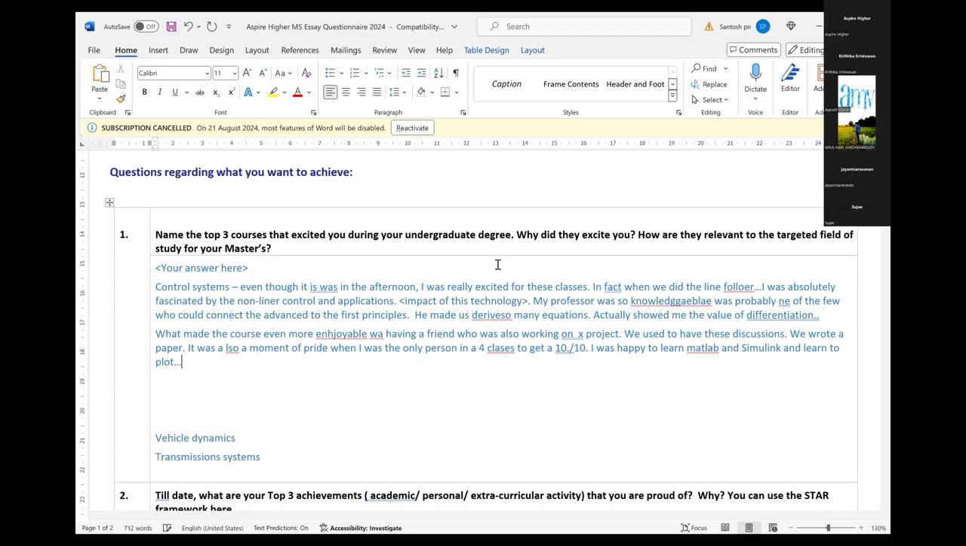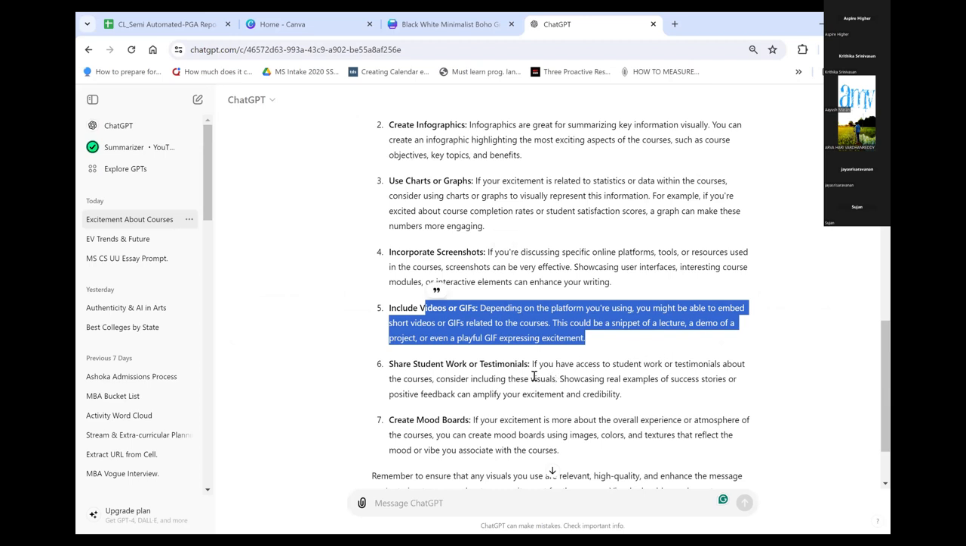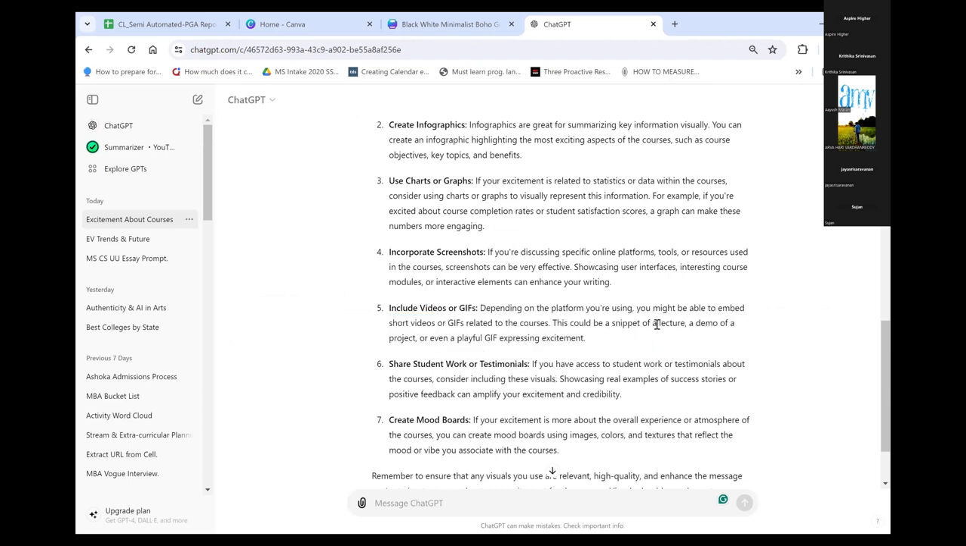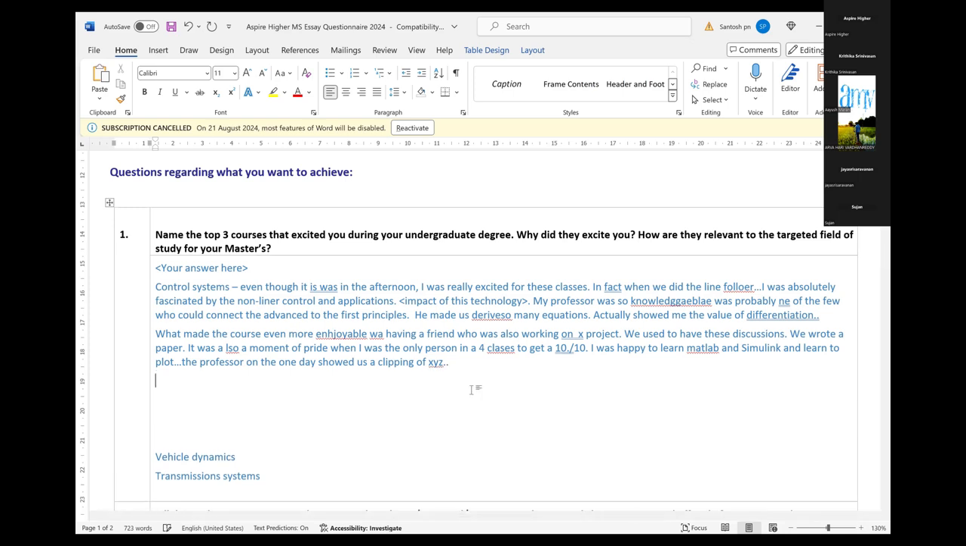Similarly, what else can I think about? Incorporate screenshots? No, not possible because I don't have it. I can't use videos or GIFs. But what about a lecture or a demo or something that stayed with me? Oh, yeah, absolutely. You know what? The professor on the first day showed us a clipping of XYZ, correct? So then I can write about that particular piece and then make it better.